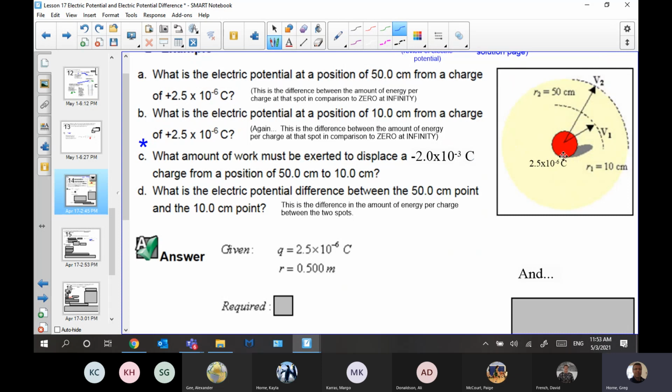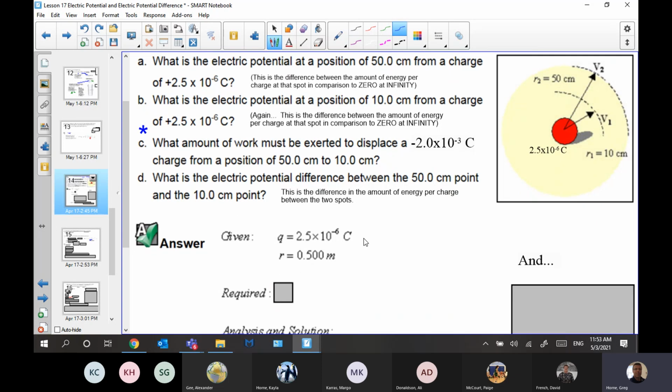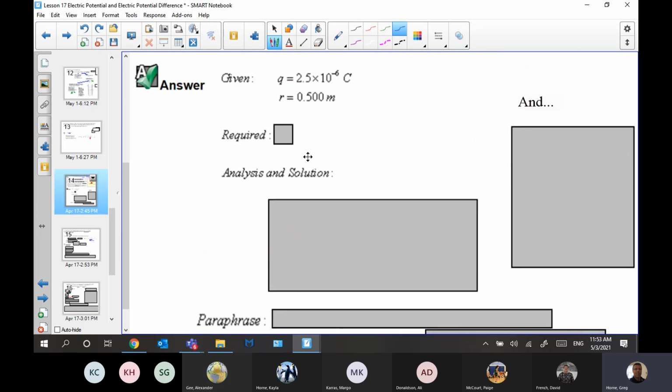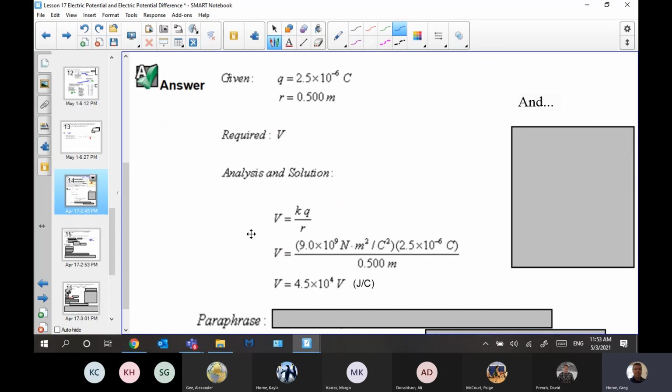So that's the one where it's just the source charge here, right? Notice that you might think they're giving you another charge, but they're not. So what's the electric potential at a distance from a charge? Two different distances, two different values for electric potential. So we want to know V. We know V equals kQ over r, which conceptually we know is energy per charge, right? But we're not using that formula because we don't have the energies.